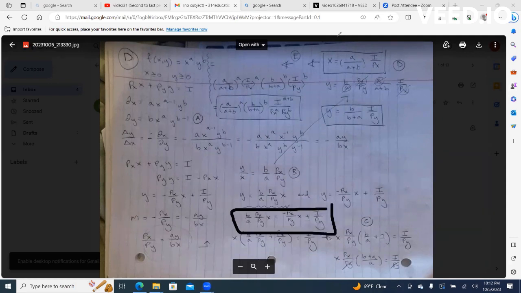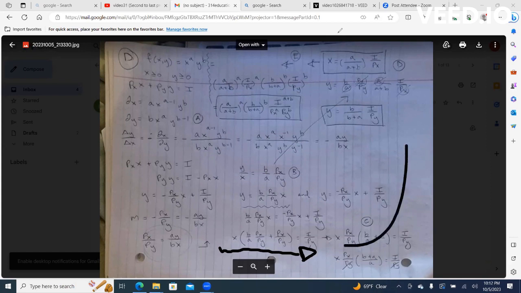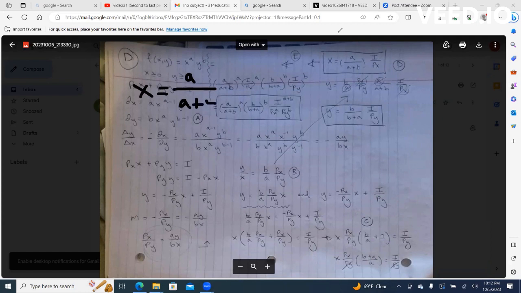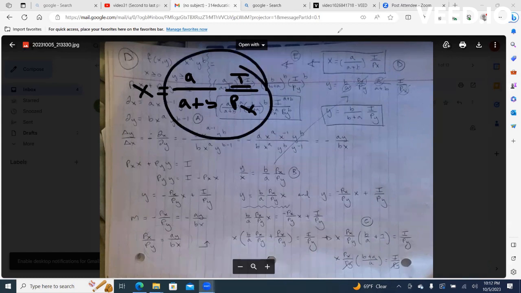We set them equal to each other, and solving for x is kind of a nightmare. So this is solving for x, and then I have an arrow going that way, and all of that is solving for x. And if you solve for x, we go all the way up to d over here. So what is d? X equals a over a plus b, I over px, all of which are constants. Nothing in there is a variable. That's all one big number. It's one big constant.